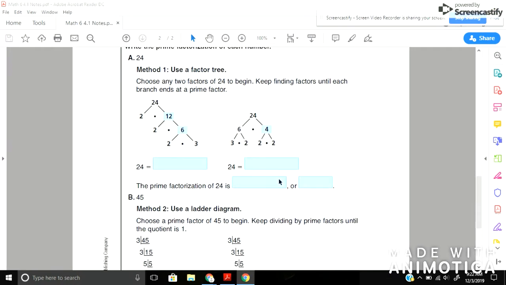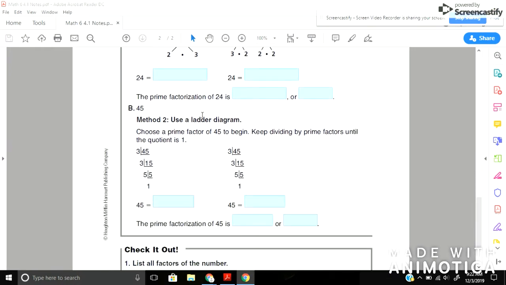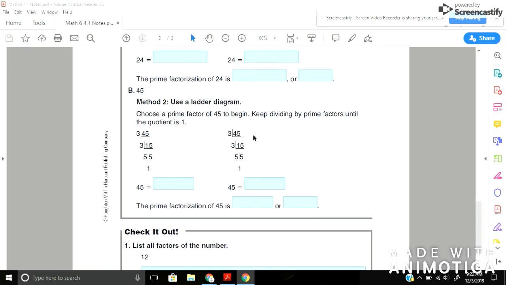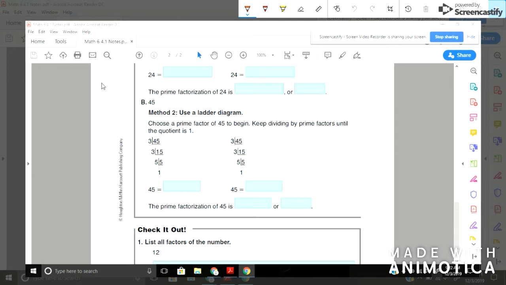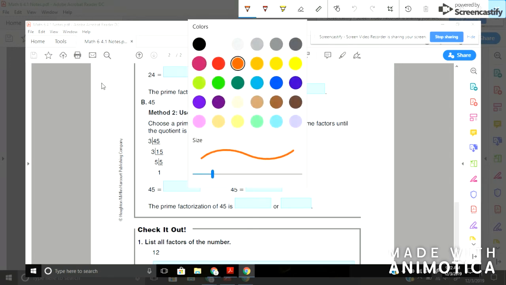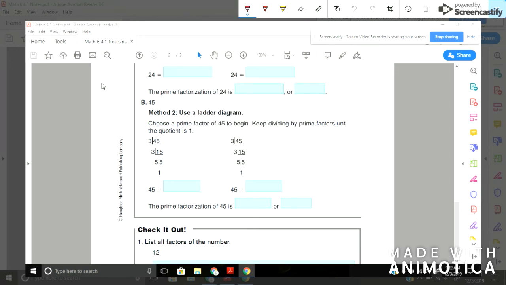There is another method when doing prime factorization, and that's using a ladder diagram. And you can use this one if you'd like. I prefer the factor tree, but I'll show you how the ladder diagram works as well. It says choose a prime factor of 45 to begin. So you could use 2, well, you can't use 2 because it's an odd number. You could use 3, or you could use 5 because it also ends in a 5 to break down 45.